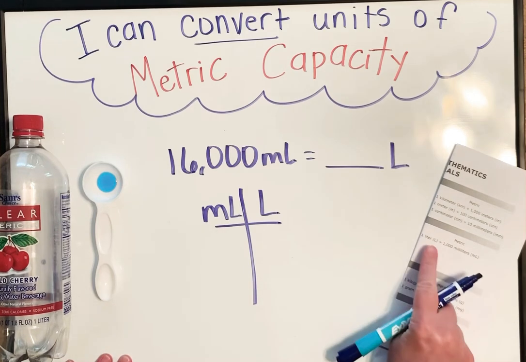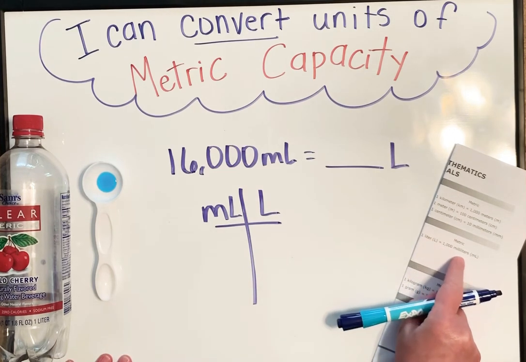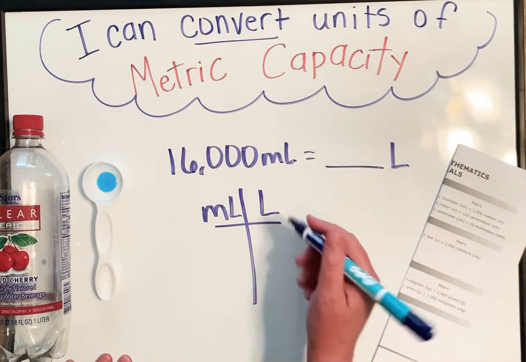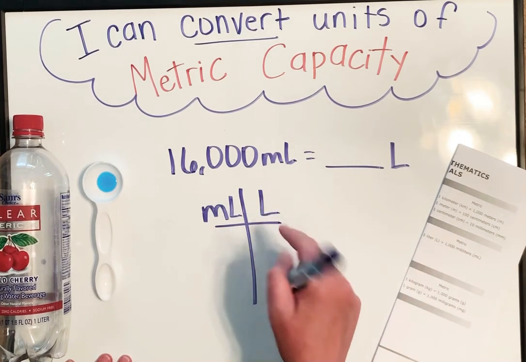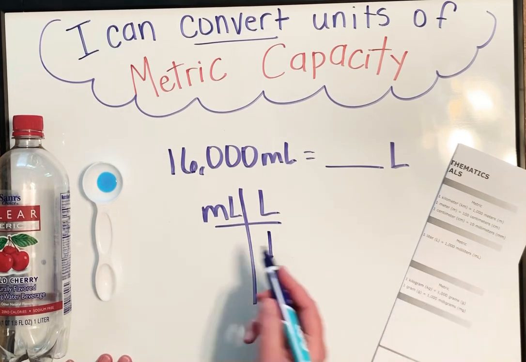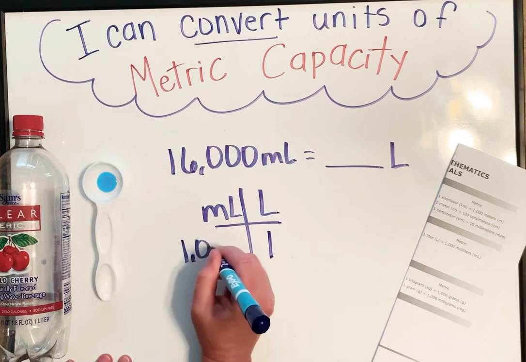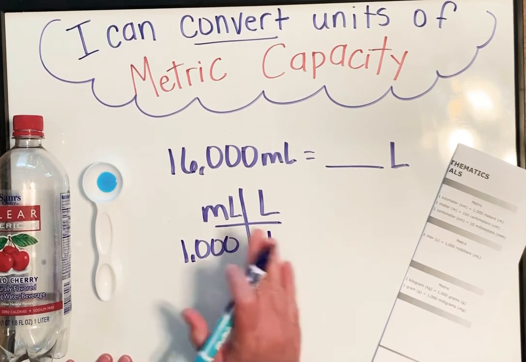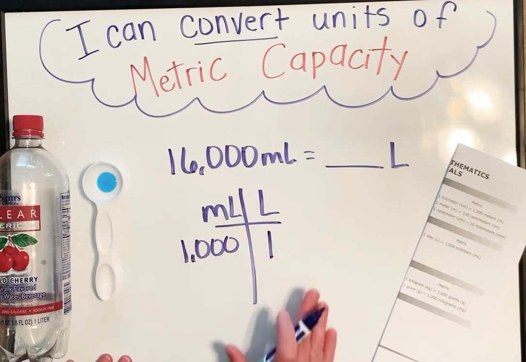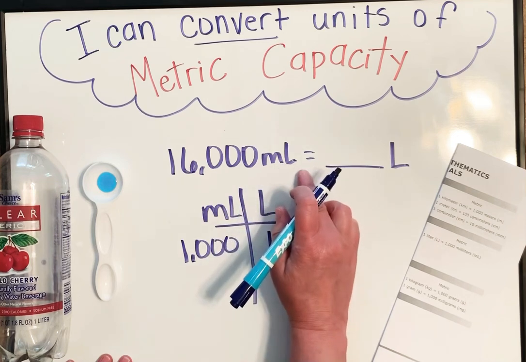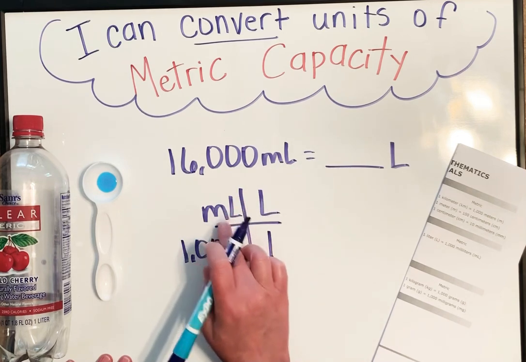Let's go to our chart. Now this says 1 liter is 1,000 milliliters, so I'm going to make sure my 1 goes under my liter column. That's where sometimes fourth graders make a mistake. Here's my liter column. My 1 goes there. 1,000 milliliters goes on this side. Now, I don't know my rule yet because I don't know which part my unknown is. Let's fill in the rest of our problem. 16,000 milliliters, so that's going to go under this column.